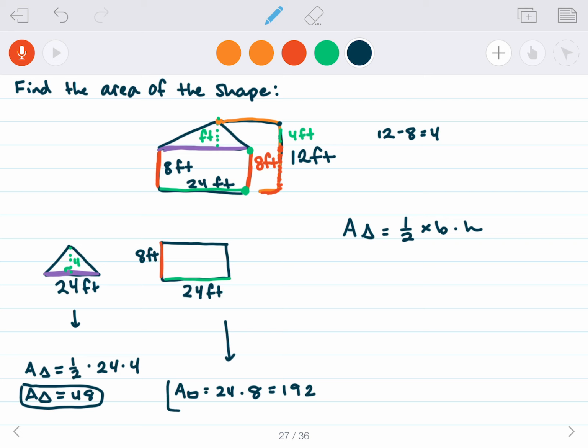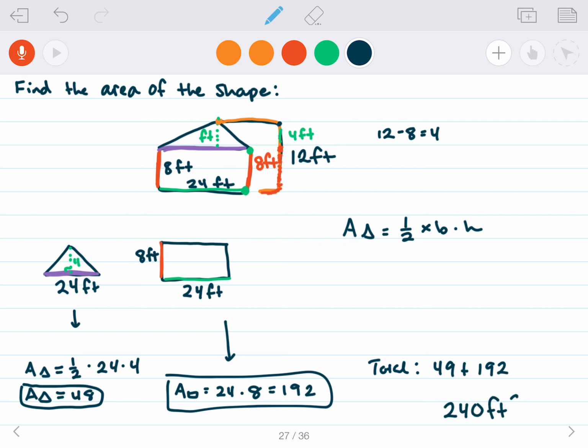Okay, so if I add these together, the total area is going to be 48 plus 192, and that's going to give us 240. And it's going to be 240 feet squared, right? Because if I left the units in, I would get 4 feet times 24 feet. That feet times feet is feet squared. So that's my answer, 240 feet squared.